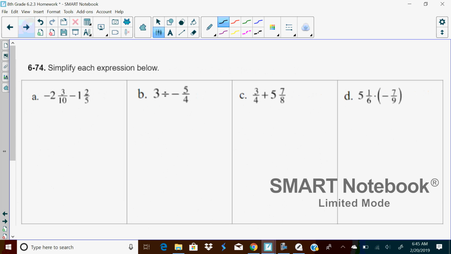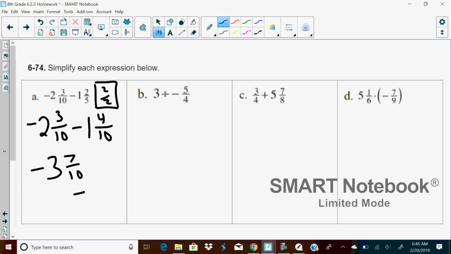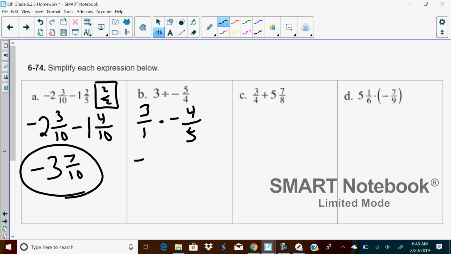Problem 74, simplify each expression below. So you could have utilized your calculator in this set of problems, or you could find common denominators. So for A, I know that I need a common denominator of 10. So it's going to be negative 2 and 3/10 minus 1 and 4/10. So they're both negative, so I'm going to add, so I'm going to get negative 3 and 7/10, and then that can't be simplified. B, I get 3 over 1, change it to multiplication, negative 4 over 5. So I'm going to get negative 12/5. Or I could have negative 2 and 2/5.